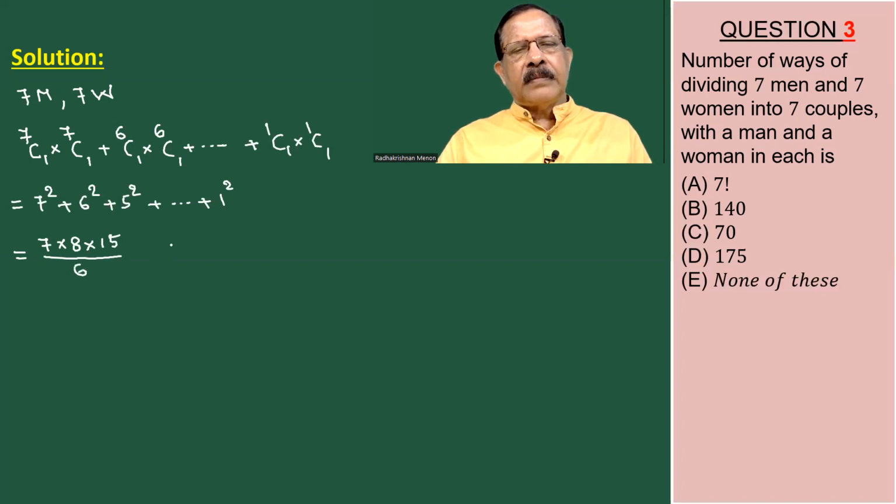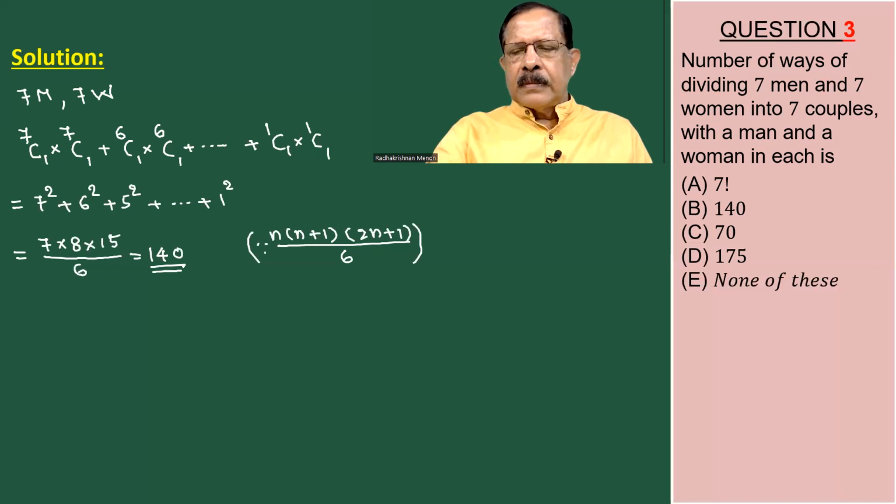Our formula is n into n plus 1 into 2n plus 1 divided by 6, the sum of squares of the first n natural numbers. Okay, this formula we are using. So simplifying this, you will get 140. Okay. Next question.